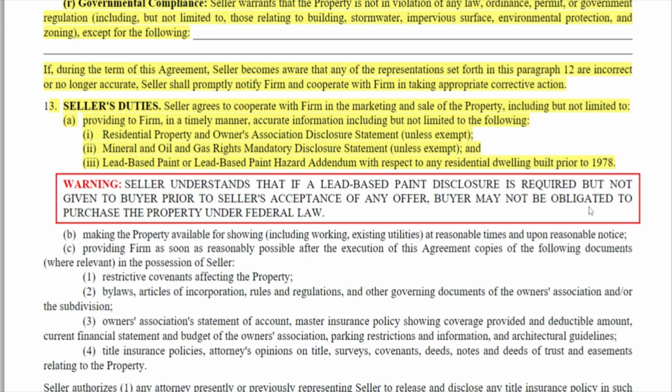So this is something that is a part of our listing package. And of course, we will give these items to you for you to fill out. You only will have this lead-based paint if your home was built prior to 1978, but we need to have the residential property disclosure and the mineral oil and gas rights before I list this home, because the buyers need to receive it actually before they even submit an offer, so they can go through it and do a little due diligence to see what's up with the property.